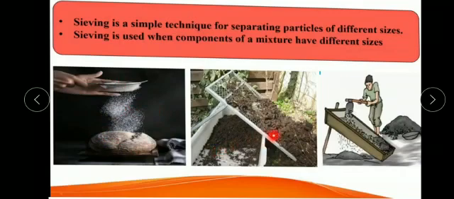Similarly, you can see in this picture a sieve is used to separate soil from larger stone particles. So the fine soil particles will pass through the sieve, and the larger stone particles will remain here only. Similarly, you must have seen these types of sieves used at construction sites, where they are used to separate fine sand particles from stones. The fine sand will pass through the sieve and the stones will remain here only.